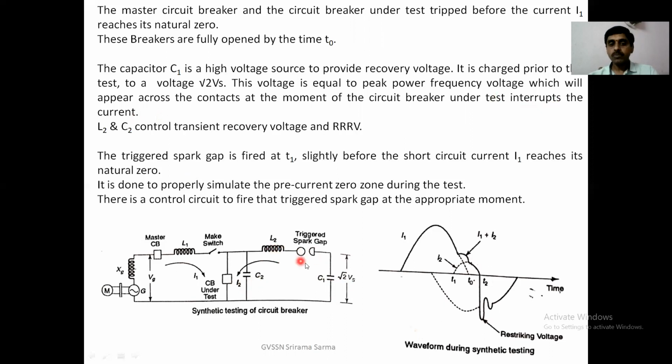The triggered spark gap is fired at T1, slightly before the short circuit current I1 reaches its natural current zero. That means before the short circuit generator current reaches its natural zero, this will be triggered. It is done to properly simulate the pre-current zero zone during the test. So there is a control circuit to fire the triggered spark gap at the appropriate moment. We can discuss this in a different way.